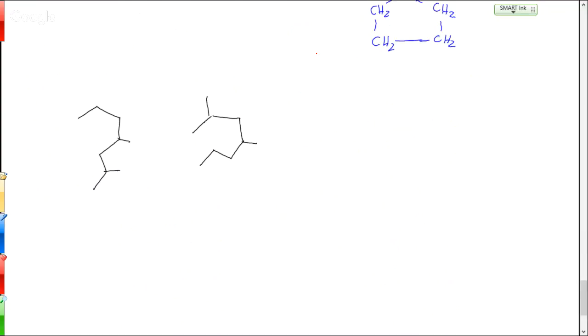So if we were to number this one, or actually before we do that, one of the ways we've been looking at this is to look at that longest chain. So you figure out how many carbons that is. 1, 2, 3, 4, 5, 6, 7. And then it's got these 2 extra ones coming off the 4th and the 6th carbon, the way I've got it numbered. So we do this.